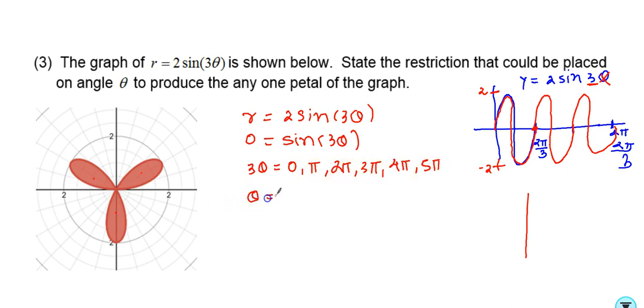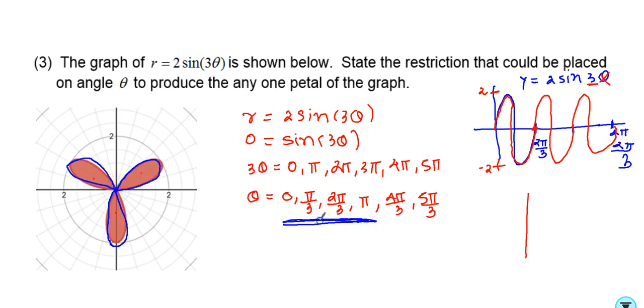And if you solve for theta, 0, pi over 3, 2 pi over 3, 3 pi divided by 3 is pi, 4 pi over 3, and 5 pi over 3. So let's check it out. You start at 0, 0 is 0. 1 round, pi over 3, you are back in the middle. Then again, you are back in the middle, 2 pi over 3 to 3, and then you are back in the middle. So between 0 and pi, you are already making 3 petals.